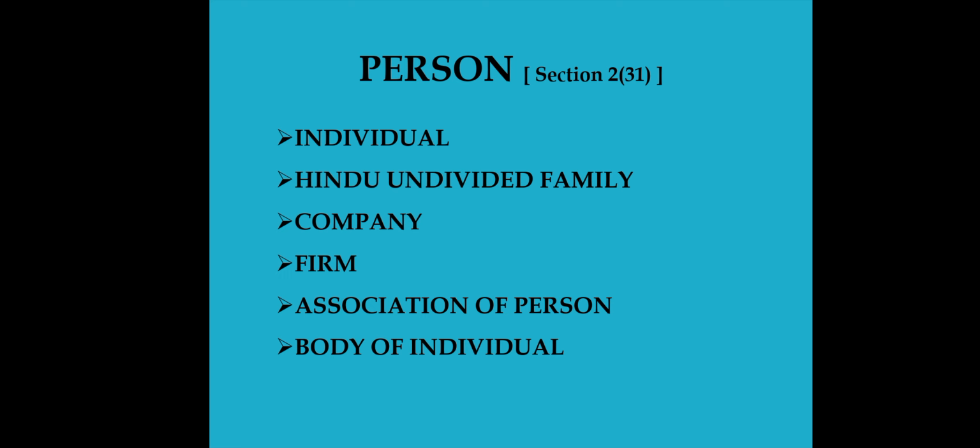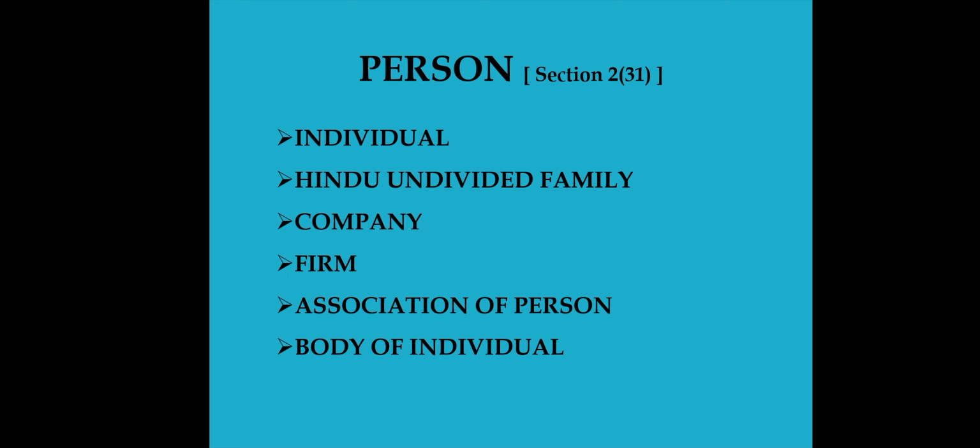Company. It is an artificial person registered under the Indian Companies Act 1956 or any other law. Firm. It is an entity which comes into existence as a result of a partnership agreement. Association of persons. When persons combine together to carry on a joint venture for a particular period of time, it is treated as an association of persons. Body of individuals. A body of individuals cannot have a non-individual as its member.